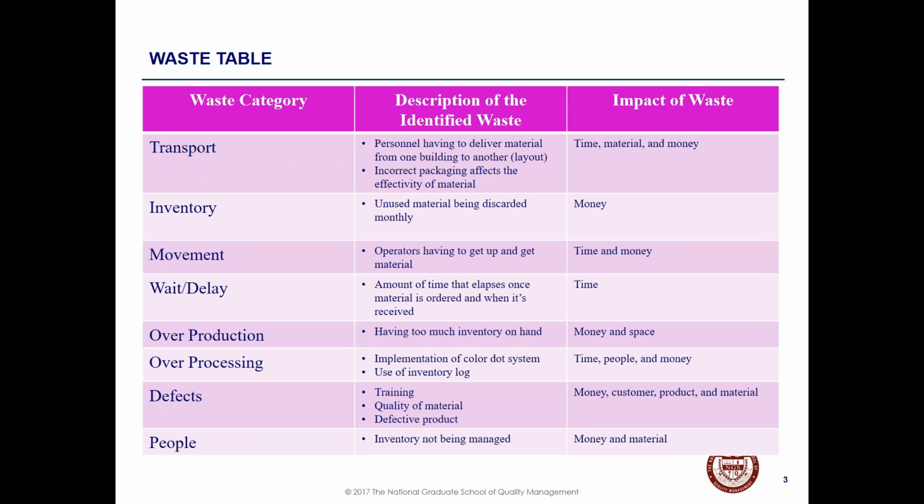Overprocessing is the implementation of the color dot system. We have a system set up where a certain color means that the material is going out on that month. So we may have like a blue dot means something is expiring in January. So anything with blue dots needs to be off the floor by the end of January. And that affects the people.